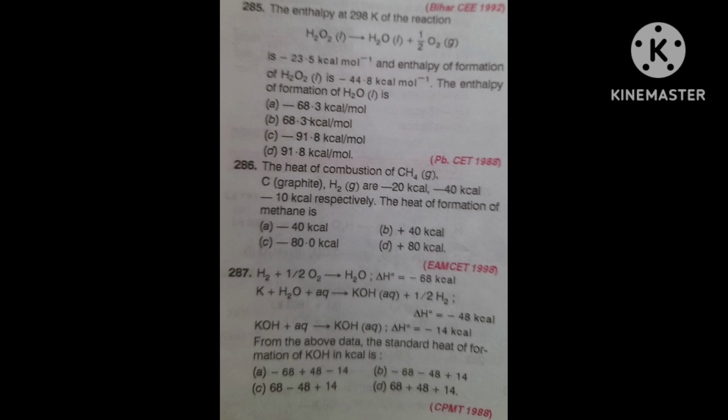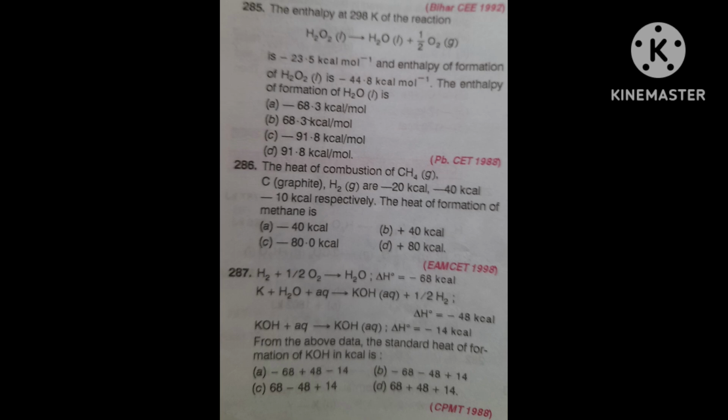Then just after solving all, you will get directly minus 68 minus 48 plus 14. Option B is the correct one. By doing all these things, you will get KOH solid.